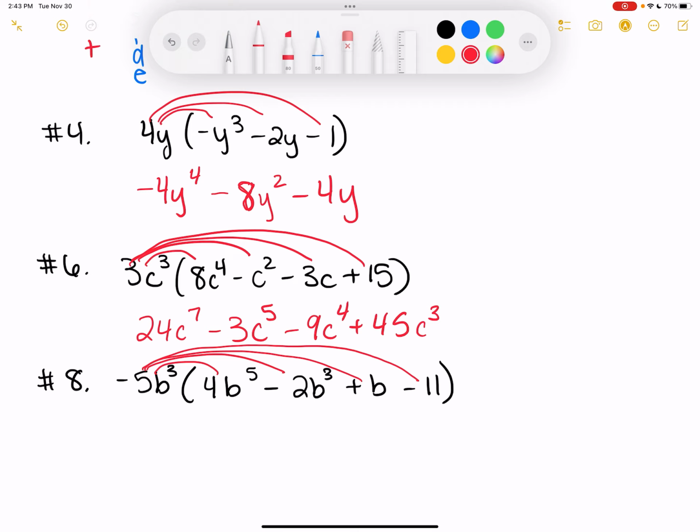All right, negative 5b cubed times 4b to the 5th is negative 20b to the 8th. Then negative 5b cubed times negative 2b cubed, plus 10b to the 6th. Then negative 5b cubed times b is negative 5b to the 4th.